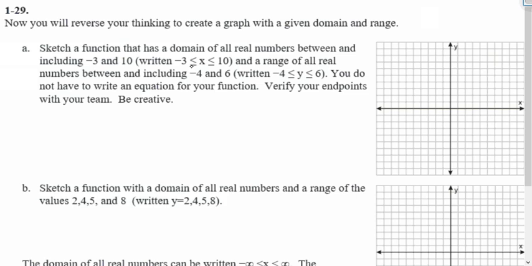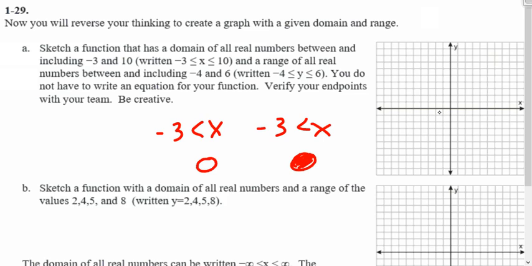Do you remember what we do when it's just greater than? Greater than is an open circle versus greater than or equal to is a closed circle. So you're going to have open circles and closed circles depending upon what it is. So I know it has to hit -3 for x and it has to hit 10 for x.